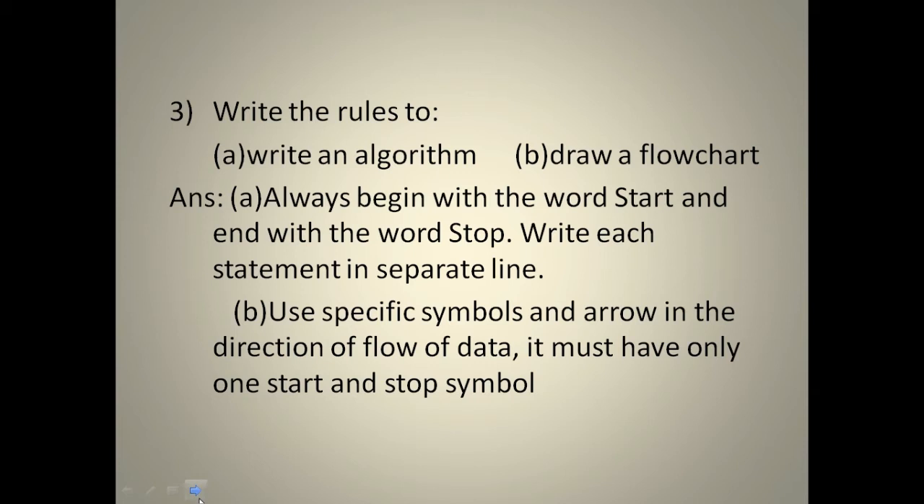Point number B, use specific symbol and draw in the direction of flow of data. You have to use the specific symbols which are given. Now for input you cannot take rectangle, or for process you cannot take an oval shape. That is not at all fit for proper flowcharts. You have to use specific symbols and draw in the direction of flow of data. Even the flow of data, that direction should be in proper order. That means arrow head should point in proper order.